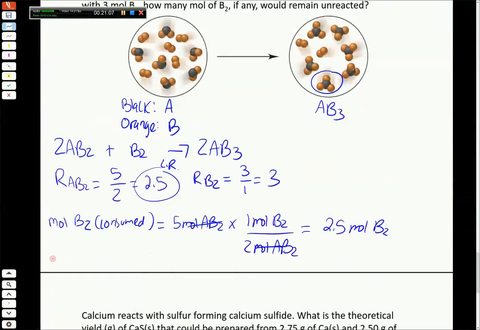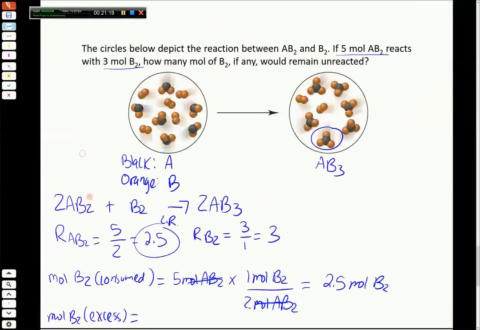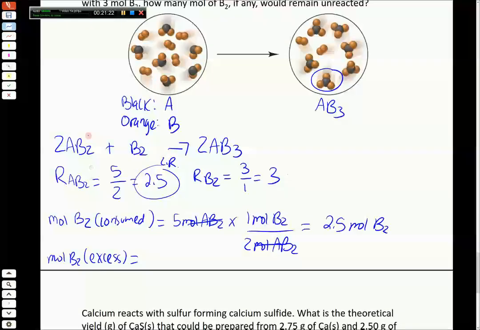And then finally, the moles of B2 that are in excess is the amount we started with. As we're told in the question, we have 3 moles of B2. We reacted 2.5, and that means we have 0.5 moles in excess, and that should be the answer that we selected. I think this was multiple choice. So this one required us to use the pictures to help us get a balanced chemical equation, but once we had that, it's just a standard limiting reactant problem where we're determining how many moles of the excess reactant there are.